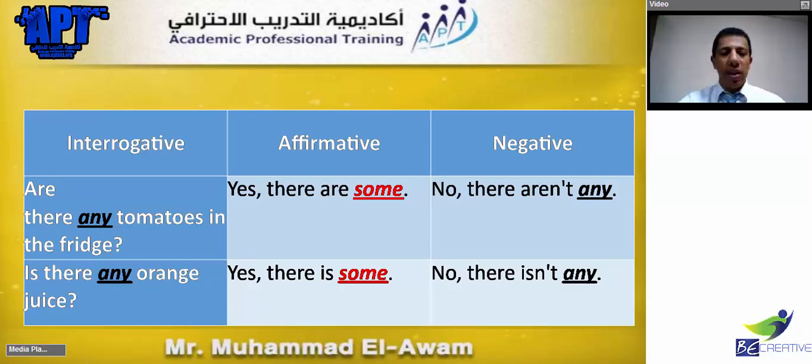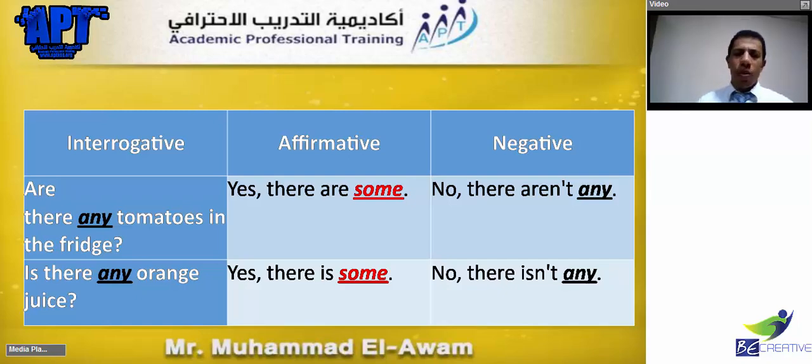Now let's look at the sentence. The positive ones, the one that starts with a yes. Okay? The one that doesn't have not. Yes, there are some. Yes, there are some tomatoes. Or yes, there is some orange juice. Countable, non-countable. Now pay attention to the negative part.